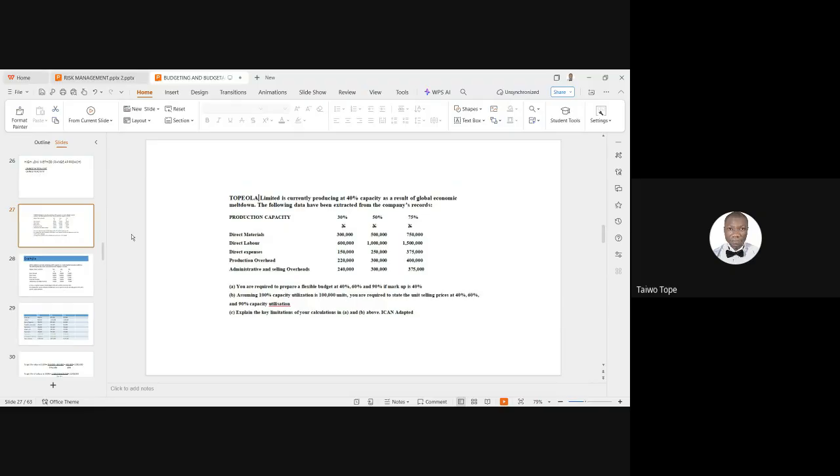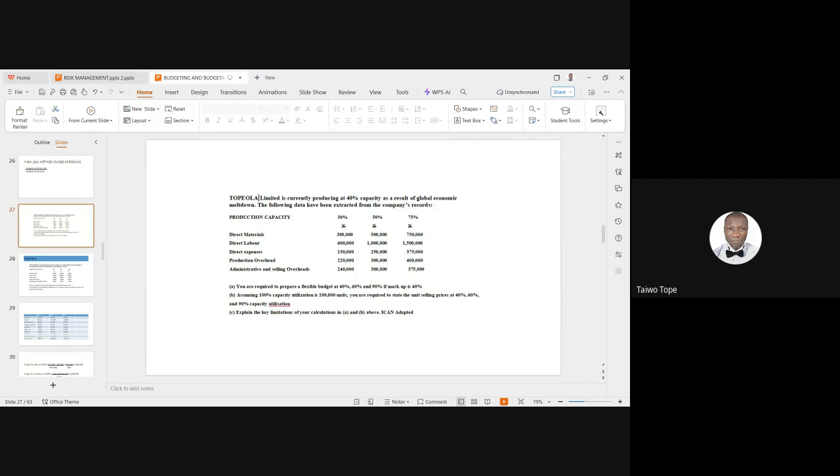Now, coming to this question that I forwarded early this morning, that Tokwe Ola Limited is currently producing at 40% capacity. It means we have the means to produce at 100%, but we are not working at full capacity currently. So we are only working at 40% capacity. Why? Because of the global economic meltdown.